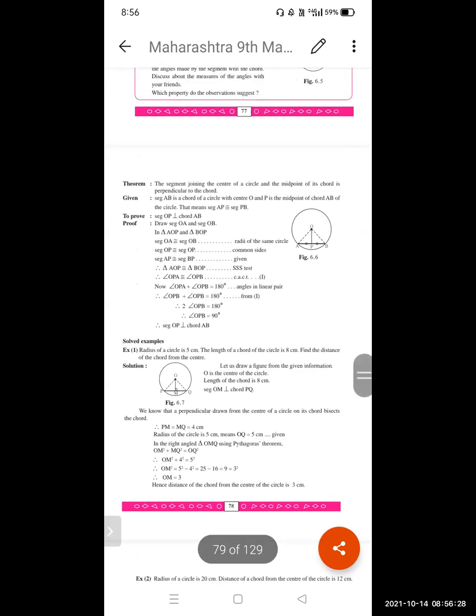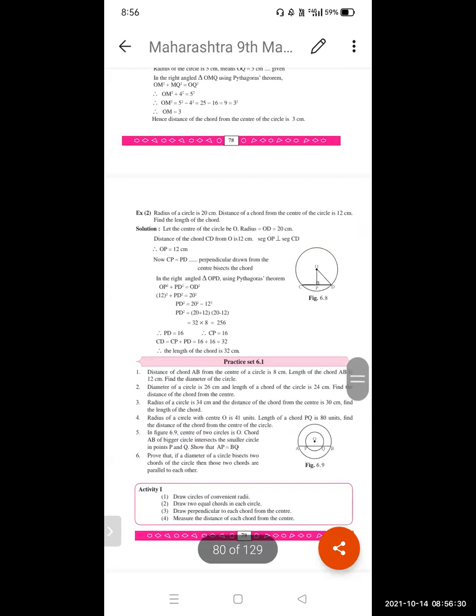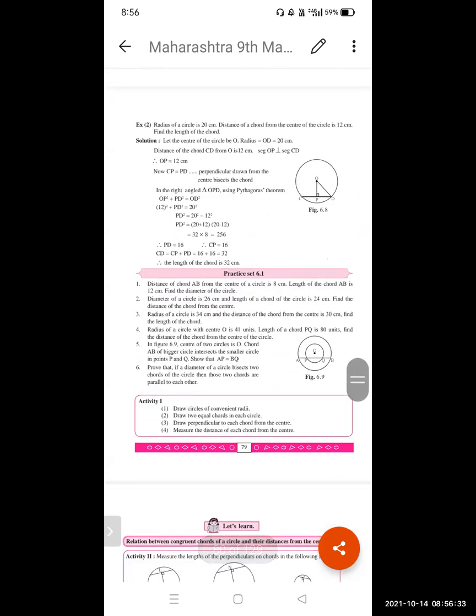So the two theorems we have learned, and we solved some of the examples, and we were learning practice set 6.1. In that, 4 questions we solved. So today we are going to solve question number 5 and 6. So what is question number 5? See, when you observe here, in the figure 6.9, center of two circles is O here. So chord AB of bigger circle intersects the smaller circle in points P and Q. So show that AP is equal to BQ. So let us solve this first.